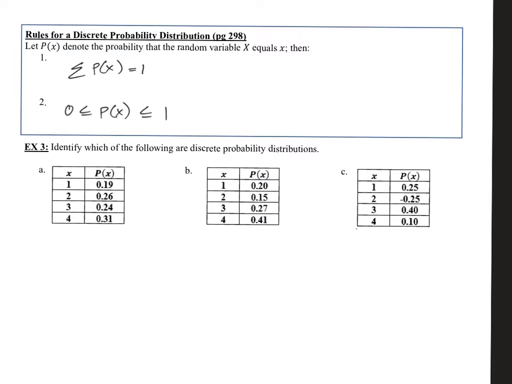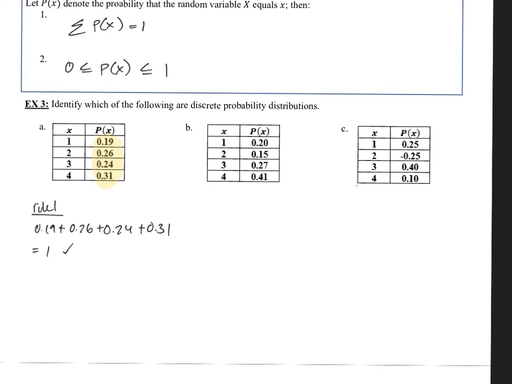So first off, let's take a look at all of these numbers. We're going to add them up and see if they equal 1. So this is for rule 1. We have 0.19 plus 0.26 plus 0.24 plus 0.31. What does this equal? This equals 1. Okay, so that works. That checks out. Now rule 2. Actually, we can write this out. We can say the sum of the probability of x equals 1.